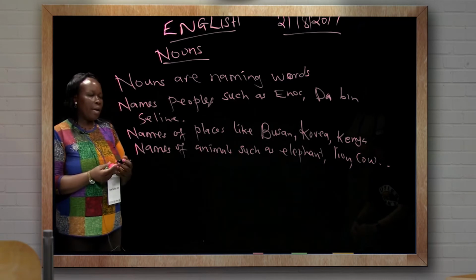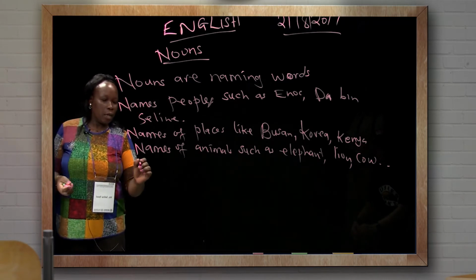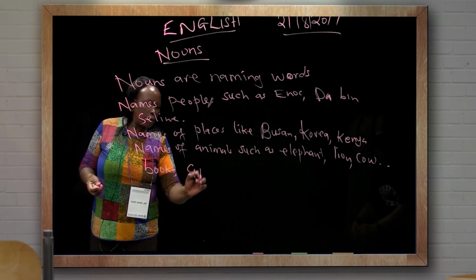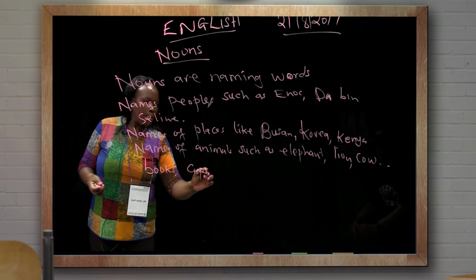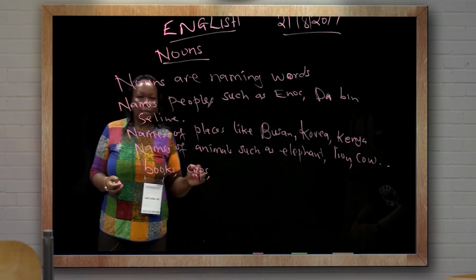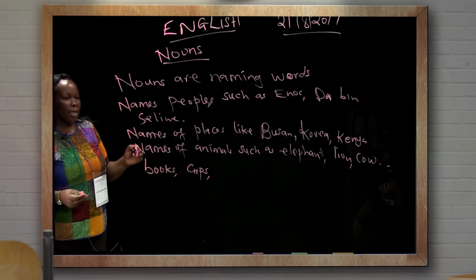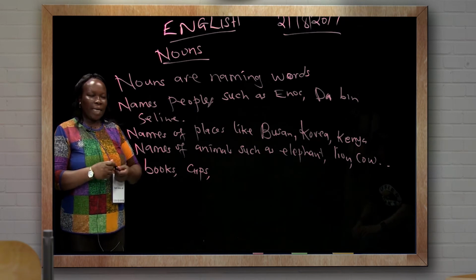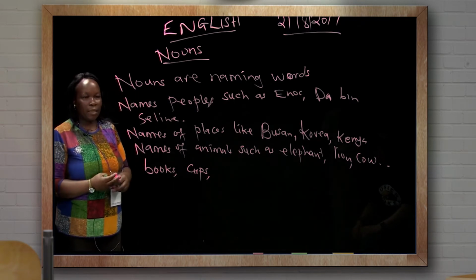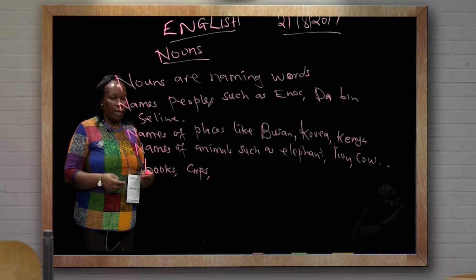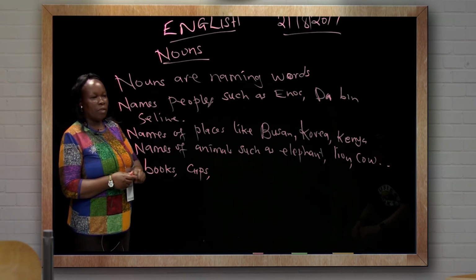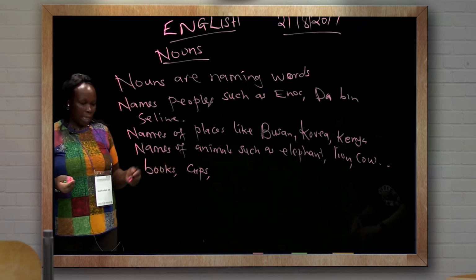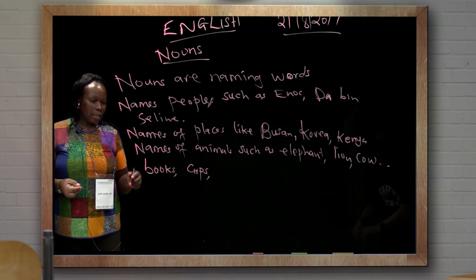We also have names of things, common things like books, things like cups, and many other things. So in general, a noun is a naming word. They can represent several things: names of places, names of people, names of towns, names of animals, and any other name.